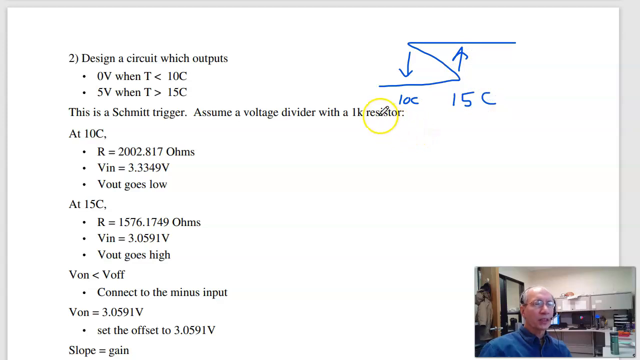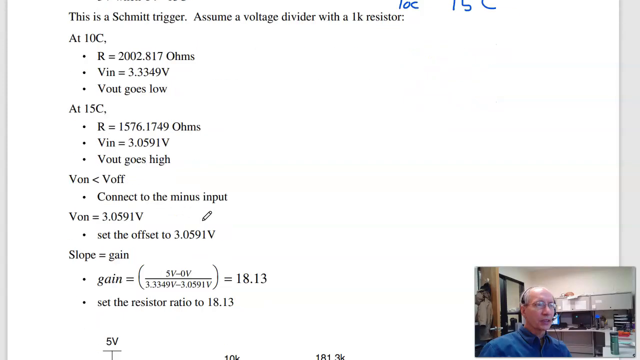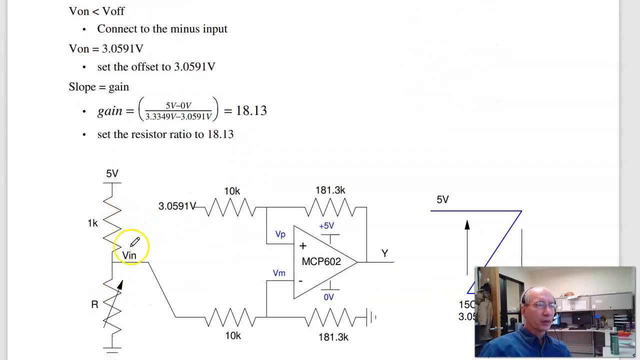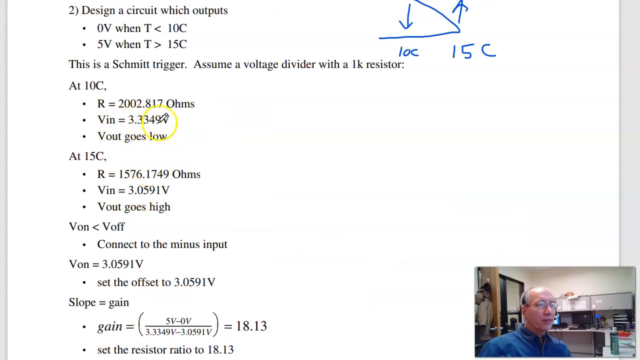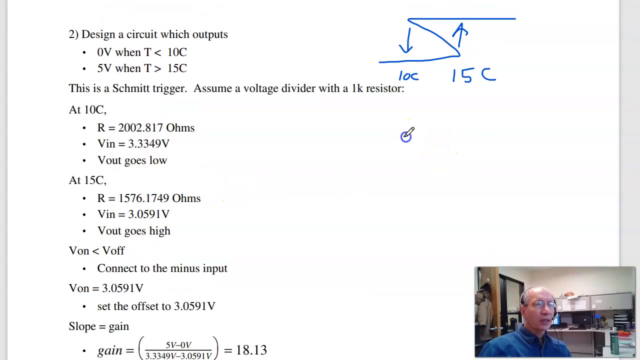So again, the procedure is first measure temperature, use a thermistor to convert temperature to resistance, use a voltage divider to convert resistance to voltage. So same as before. I chose a 1K resistor, again kind of arbitrary. Then the off voltage is 3.33, on voltage is 3.059. And I like drawing this in terms of voltage rather than temperature. The circuit cares about voltage.